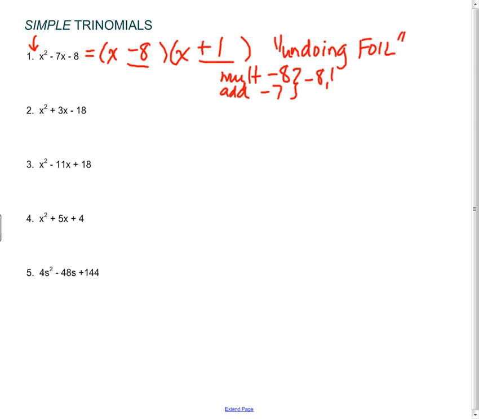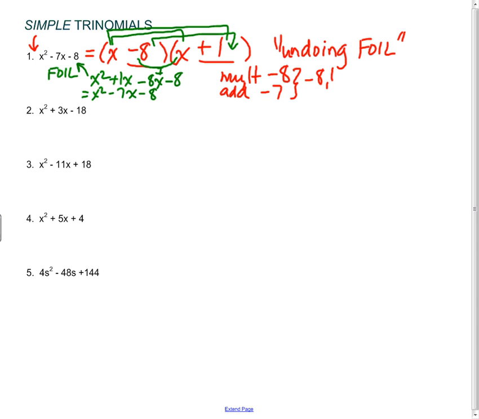We're going to do a quick FOIL on that just to check that we did it right. So FOIL would be firsts, x times x, x squared. Outside would be the x times the 1. Outside would give you an x. Inside would be these 2 guys, minus 8x. And lasts would be the negative 8 and the positive 1, negative 8. If I were to tidy that up, I would get x squared minus 7x minus 8. Bingo, it matched.